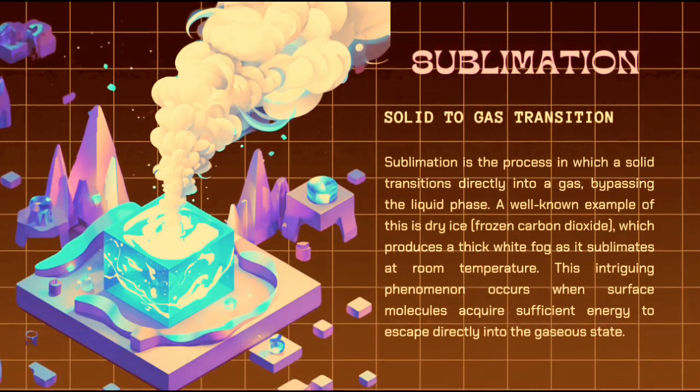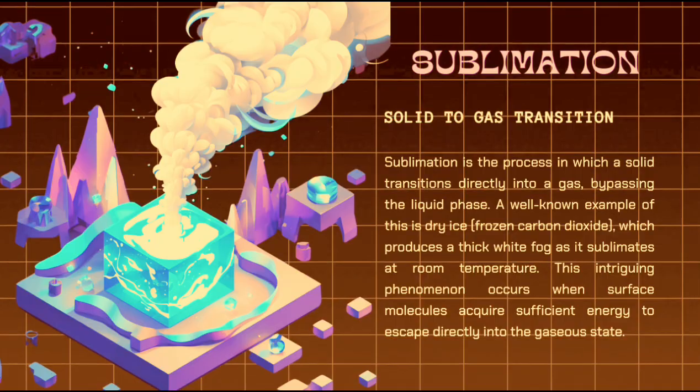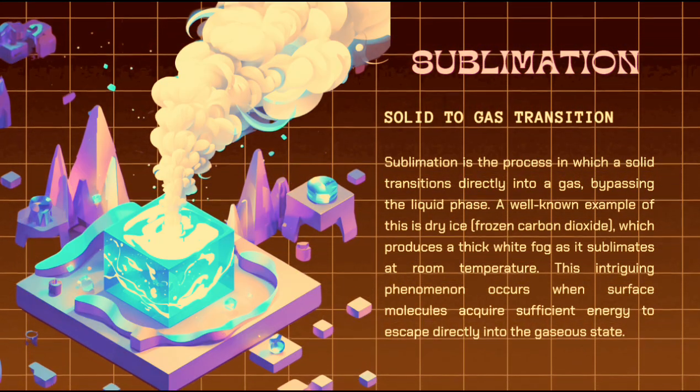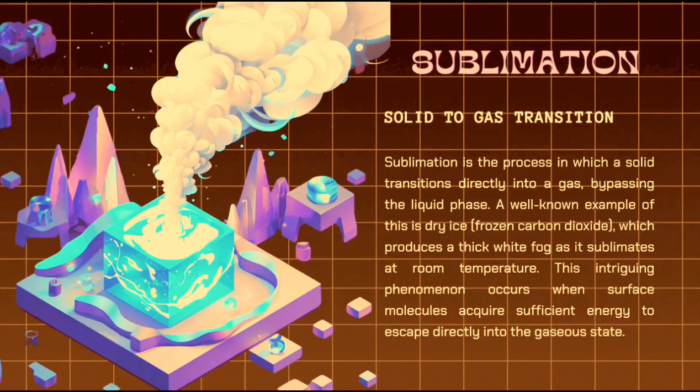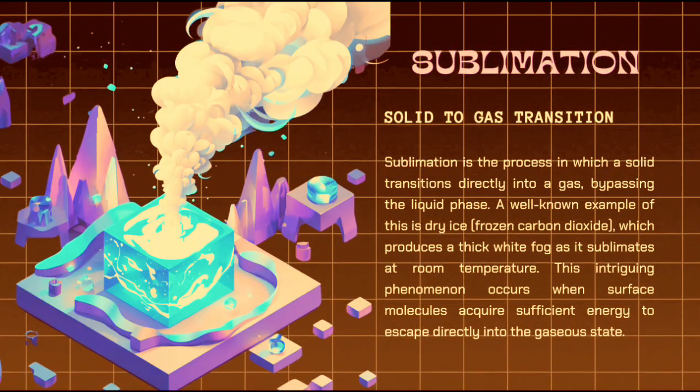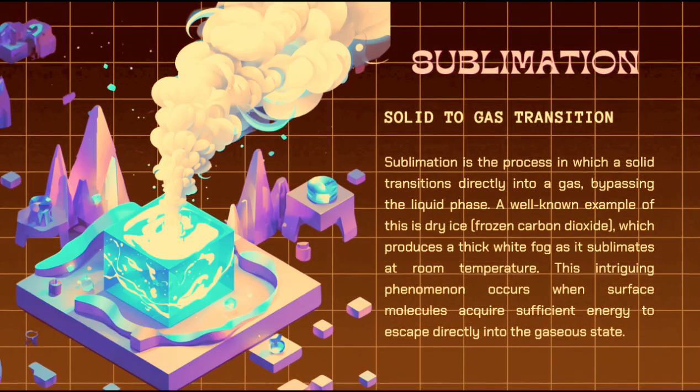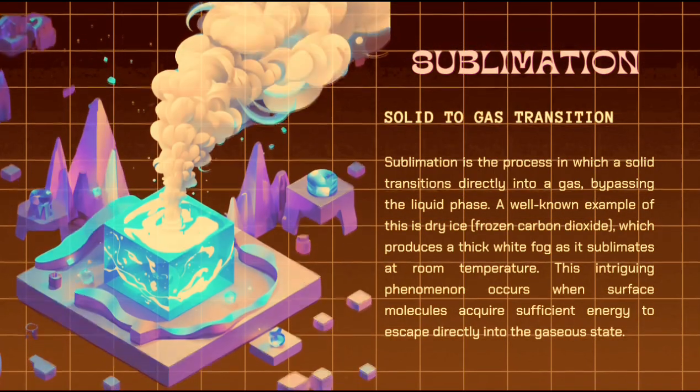Last is sublimation. Sublimation is a unique process where a solid changes directly into gas without passing through the liquid state. Dry ice is a common example because it turns directly into carbon dioxide gas at room temperature.